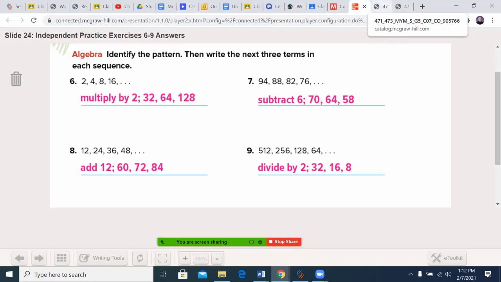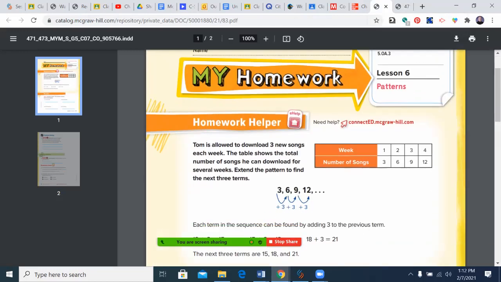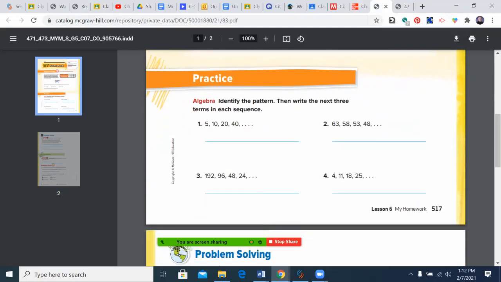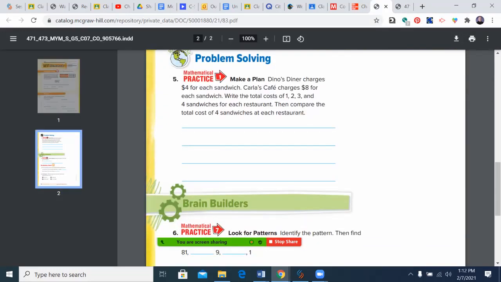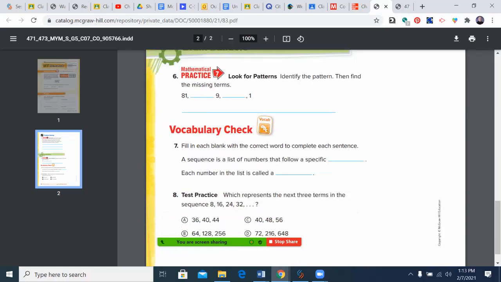And let's now get ready to dismiss for the homework. On these ones, again, you're going to write down, are you increasing or adding, decreasing or subtracting, multiplying or dividing, and then give the next 3 terms in the sequence. I do need multiple numbers. Number 5, you're going to see the price, right? The cost of 1, 2, 3, and 4 sandwiches for each restaurant. So you'll want to probably create a chart. Compare the total cost of 4 sandwiches. So you're going to look specifically at 4 sandwiches at Dino's Diner and at Carlo's Cafe. Tell us how they compare in price.